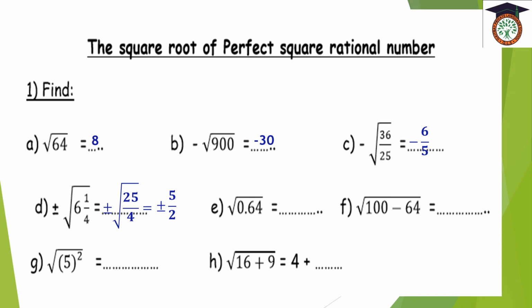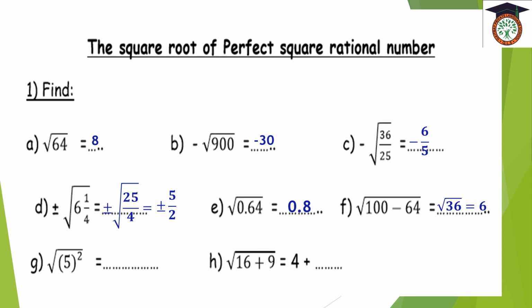In letter E, we have the square root of 0.64. To find the answer, it will be 0.8. As letter A was the square root of 64, it will be 8, and in letter E, the square root of 0.64 will be 0.8. Letter F, we have the square root of 100 minus 64. We will find the subtraction of 100 minus 64 firstly, it will be root 36, and our final answer will be 6.